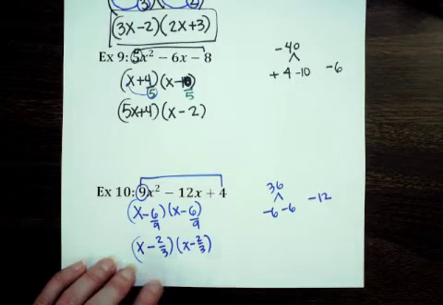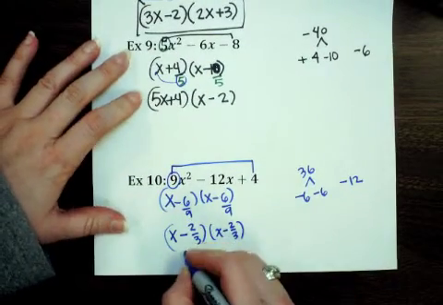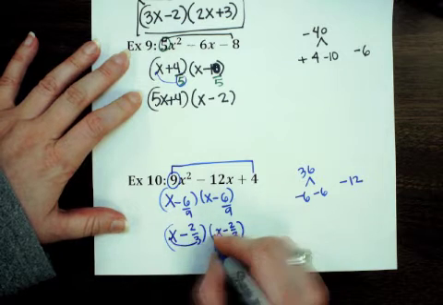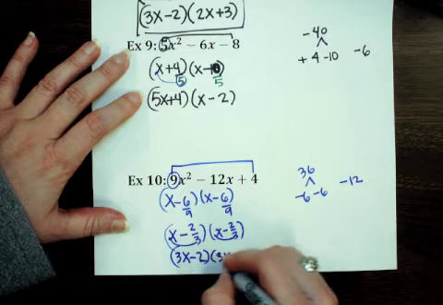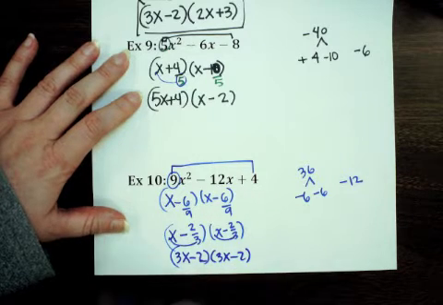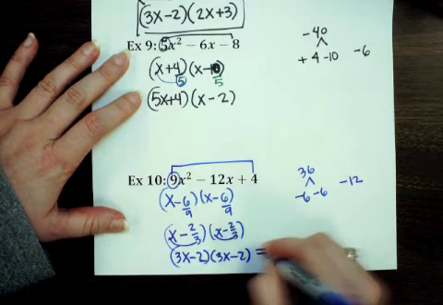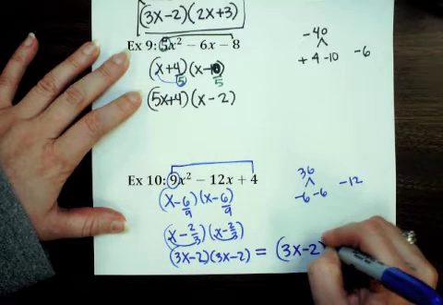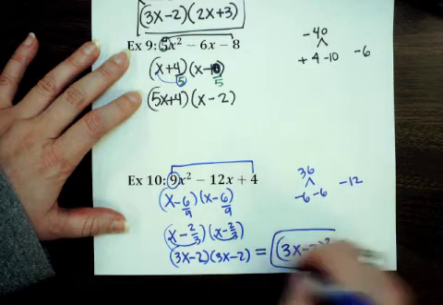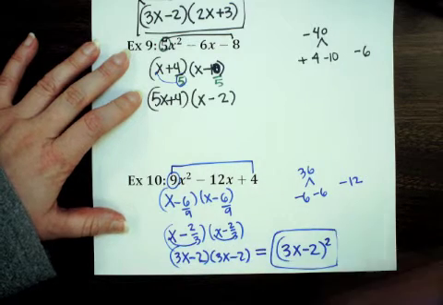And again, I won't leave it that way. I'll go ahead and swing the 3's up front. 3x minus 2 times 3x minus 2. And if you'll notice, these are the exact same factors. So in the end, what we'll do is we'll write 3x minus 2 squared. And that's our final answer on 10.